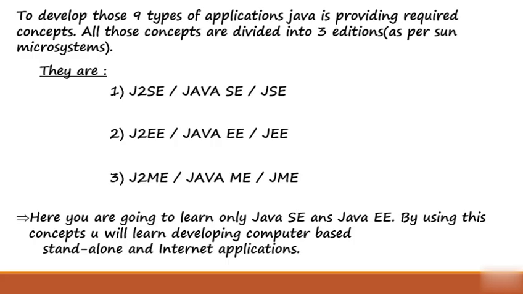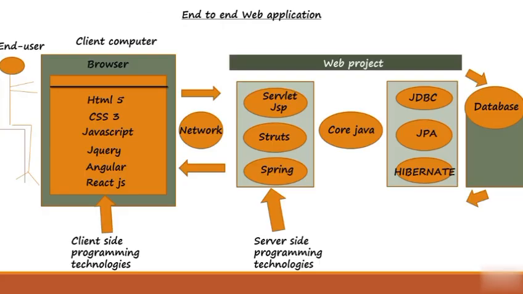So next we will discuss end-to-end web application. So what happens when an end user is submitting some values? For example, the end user is a person. A person is giving his username and password from the browser to our project. Whenever he clicks on submit, that username and password request will be forwarded to our web project.